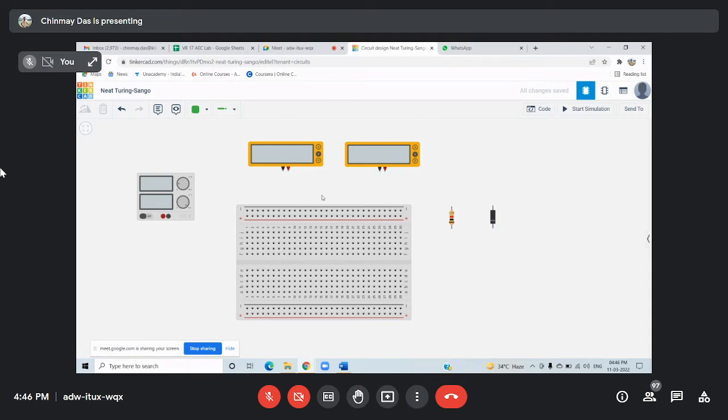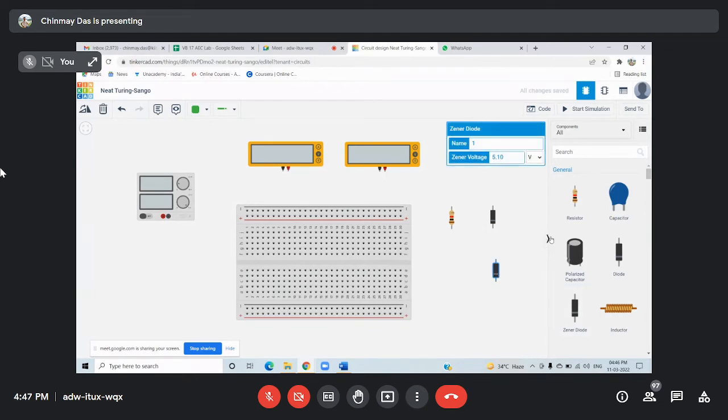Sir, have you taken the diode or Zener diode? Diode. PN junction diode. If you take a Zener diode, this one is a Zener diode.